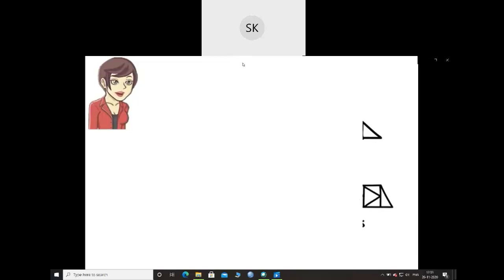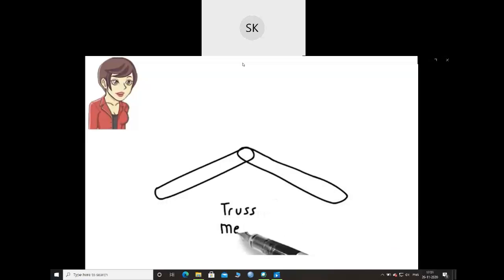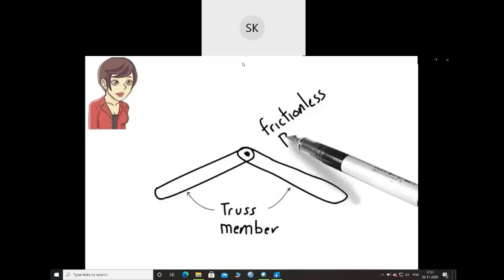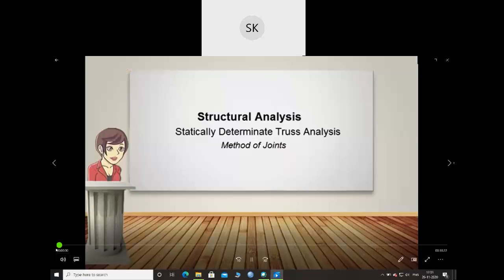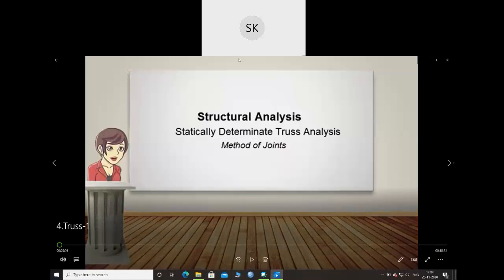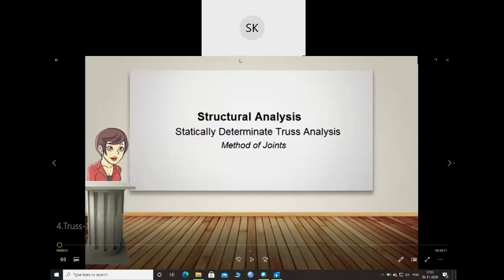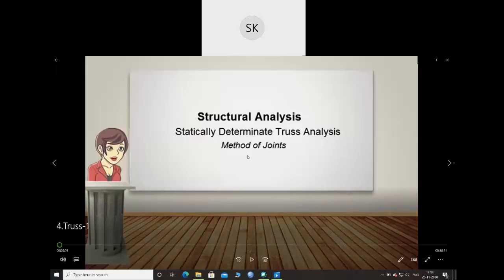We assume truss members are connected to each other using frictionless pins. This means if we have two truss members that are joined together, one has the freedom to rotate relative to the other. So we'll discuss method of joints today, and then next class we'll discuss method of sections. And statically determinate, you know the basic difference we have discussed in the last class. What is the basic difference between statically determinate and indeterminate, right? So we'll discuss the method of joints, statically determinate truss analysis.